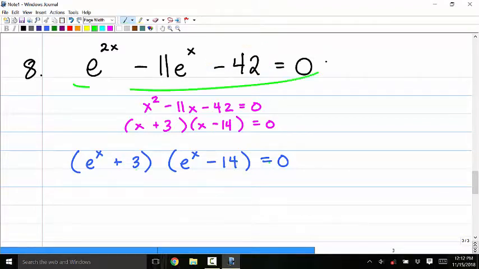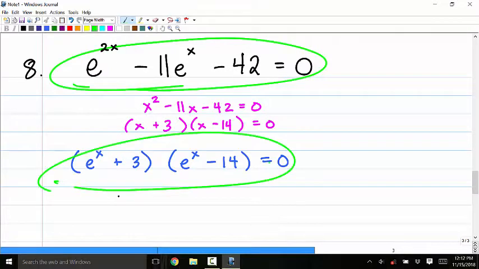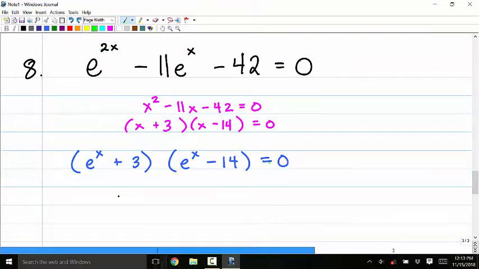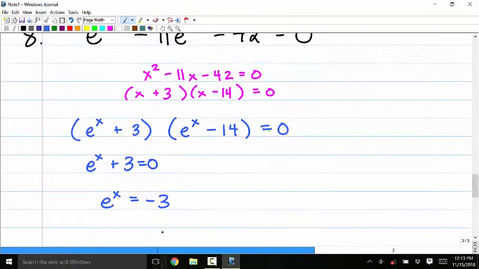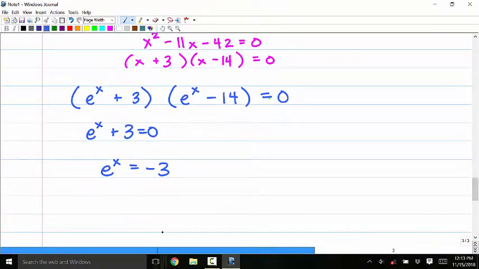Okay, so when I factor that equation, I get that. Now I need to set both of those factors equal to 0 and solve for x. So if e to the x plus 3 equals 0, e to the x would equal negative 3. How do I solve that equation?